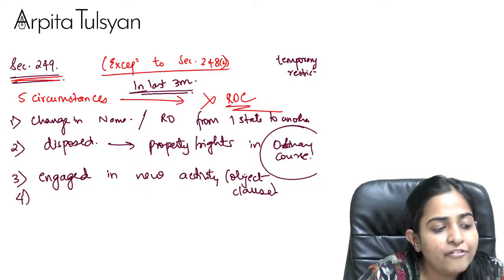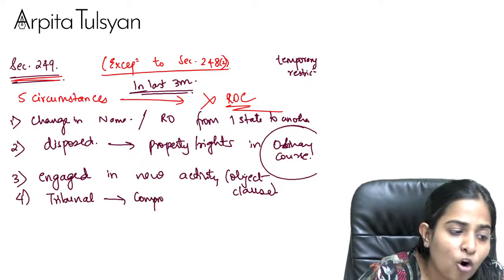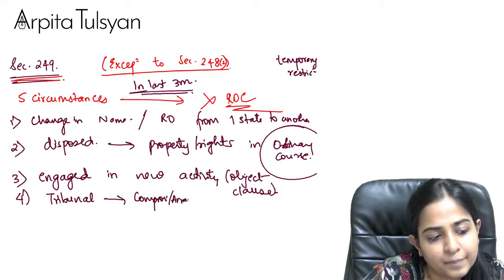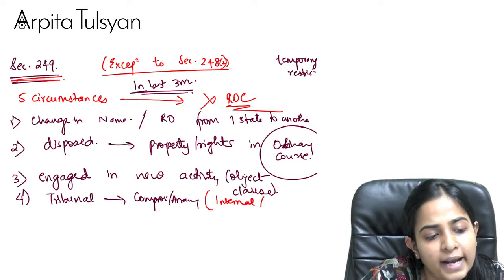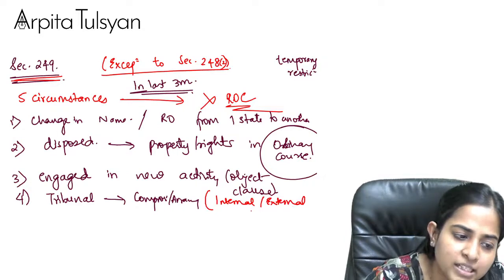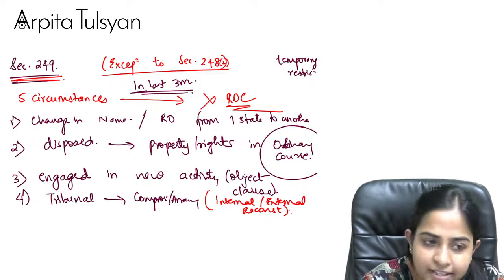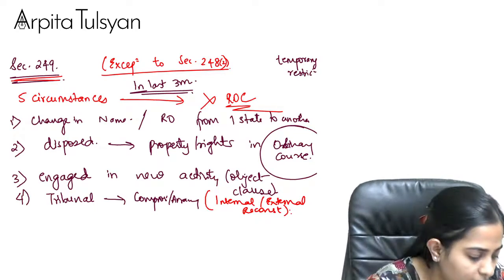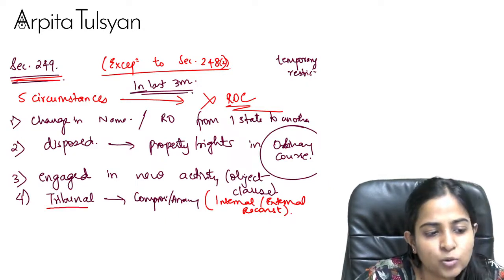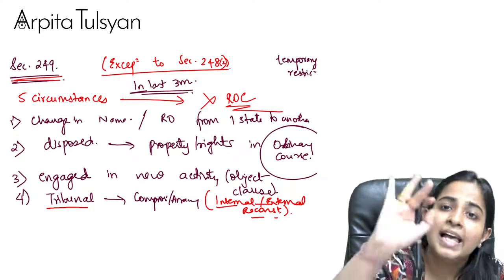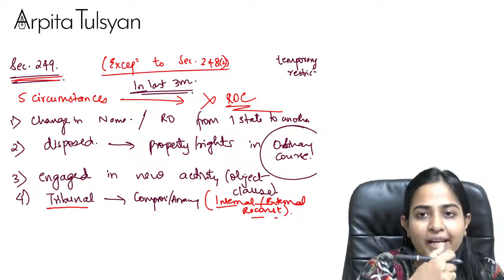Or if you have made an application to the tribunal, that is through the NCLT, for any compromise or arrangement. This is nothing but internal or external reconstruction. You must have heard about these terms. Internal reconstruction, external reconstruction means your merger, amalgamation, etc. Right? So if you have already made an application to the tribunal for internal or external reconstruction, let that matter get over, wait for a period of 3 months, then only you can make an application for striking off.